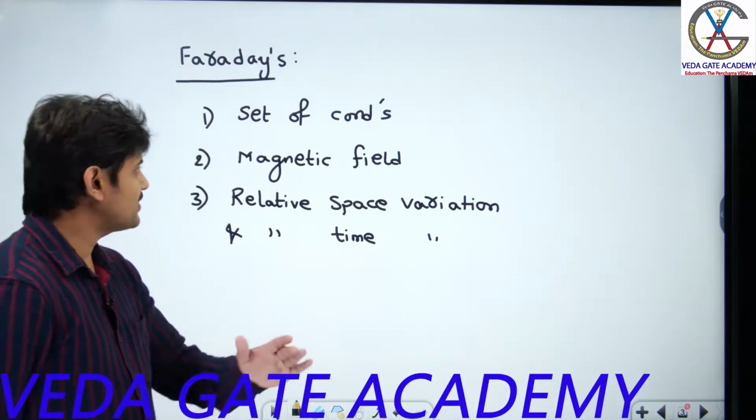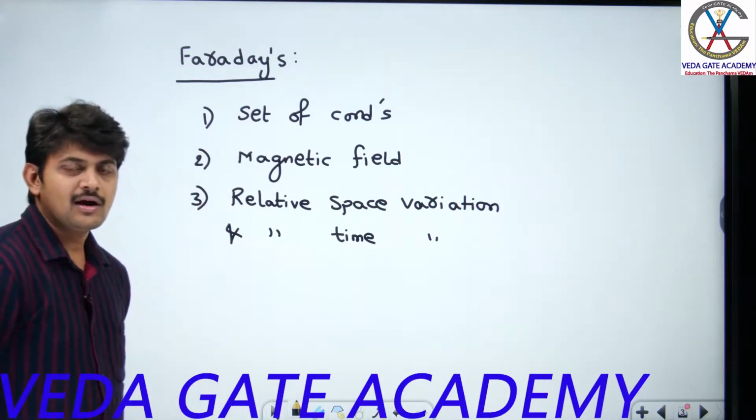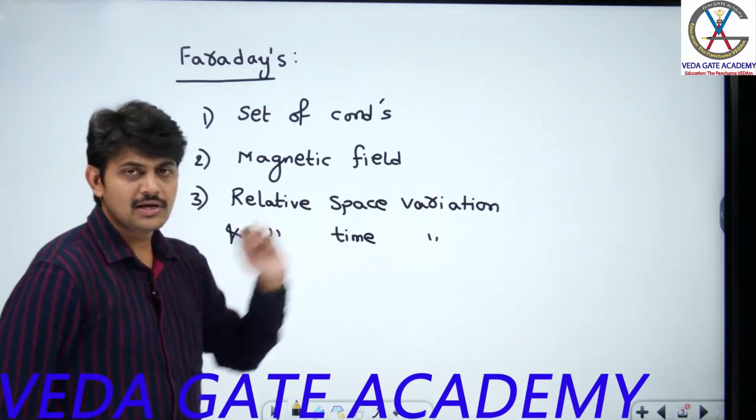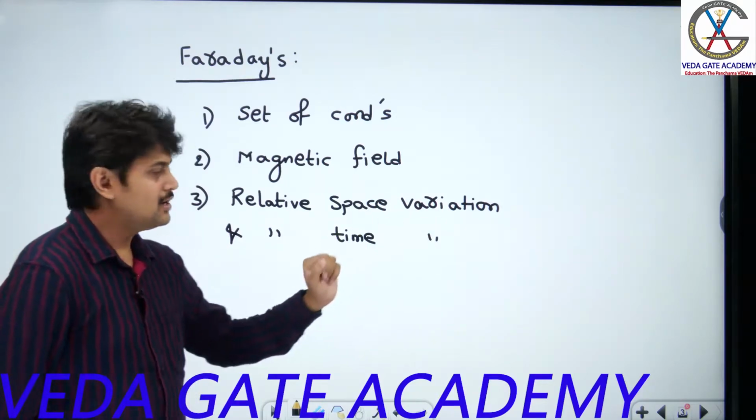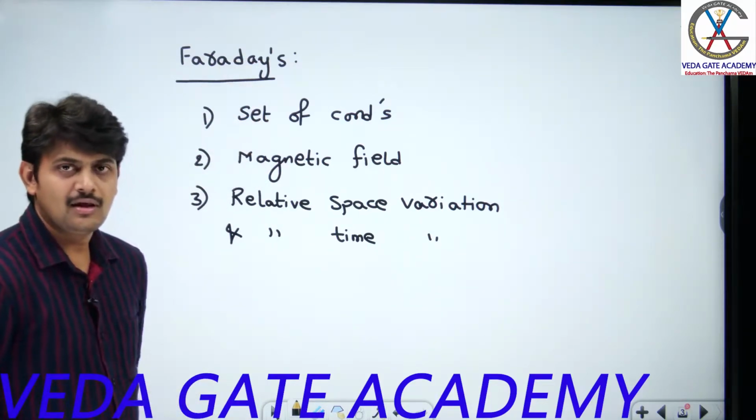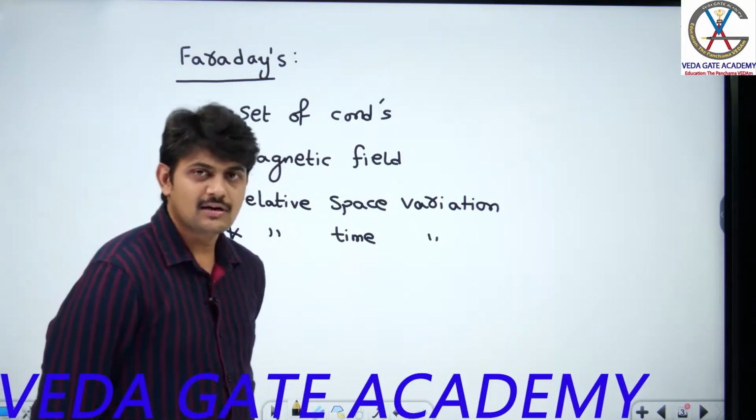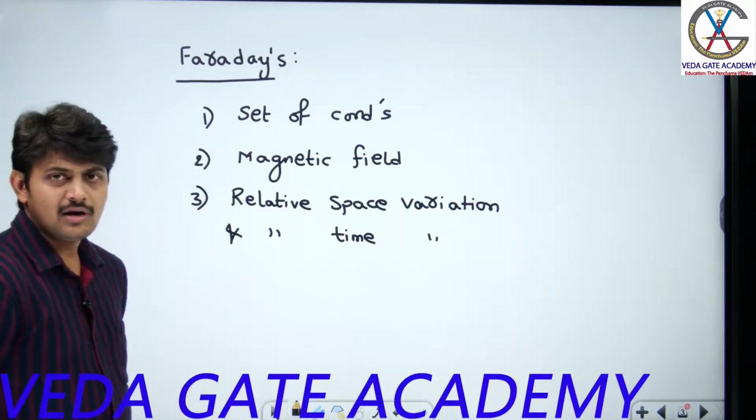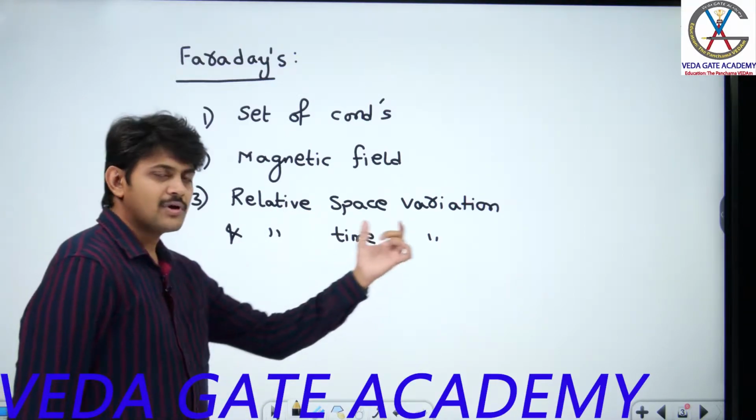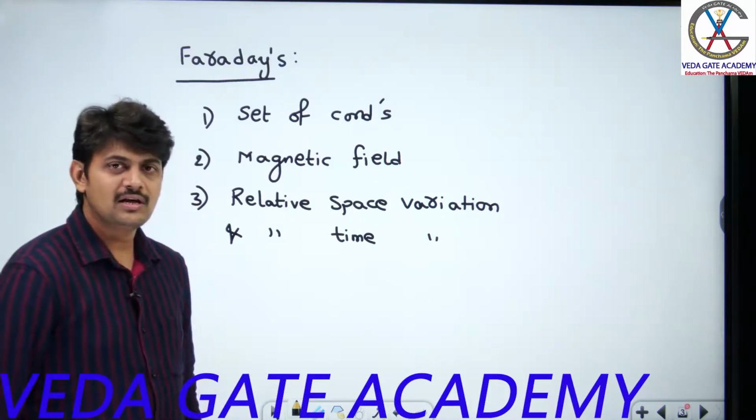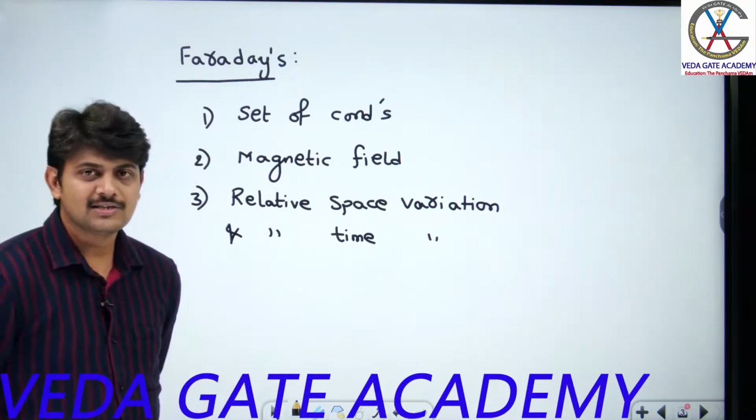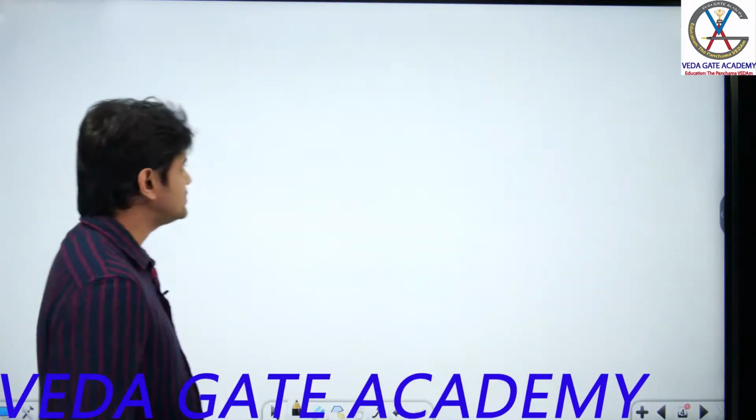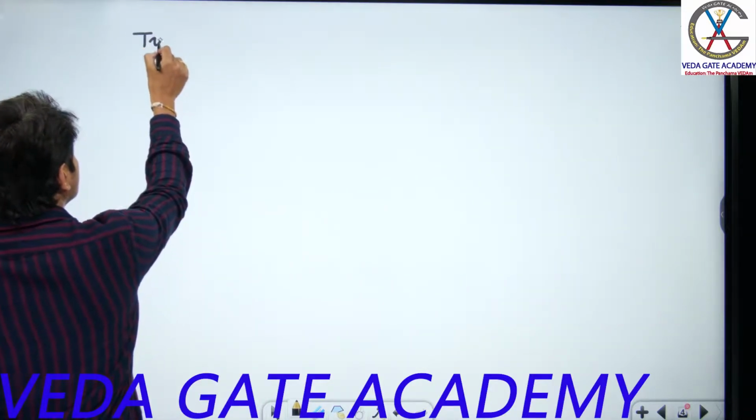Okay, so again I am quickly repeating the statement of Faraday's law. According to Faraday's law of electromagnetic induction, whenever there is a relative space variation or relative time variation between a set of conductors and a magnetic field, then EMF gets induced across the set of conductors. Now, based on whether we are going to create a relative space variation or relative time variation between these two, the kind of EMF induced will be majorly classified into two types. Now we will quickly see what are the types of induced EMFs.